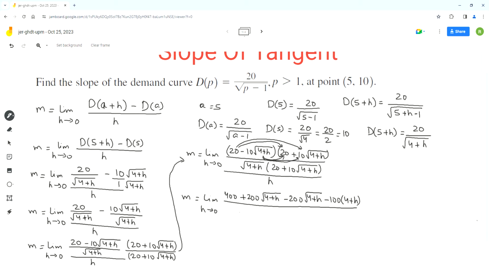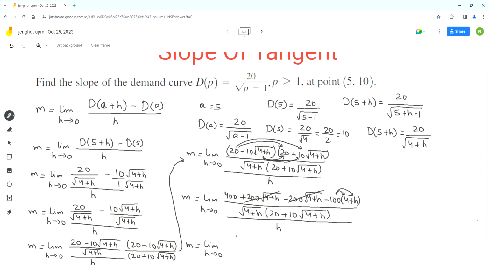over, then in the denominator we do not expand the terms, we just keep them in factored form. 20 plus 10 square root of 4 plus h over h. Now in the numerator we can combine like terms. So plus 200 square root 4 plus h and minus 200 square root 4 plus h cancel each other out. So now in the next step we can simplify the numerator. So we can distribute the negative 100 into the parentheses.